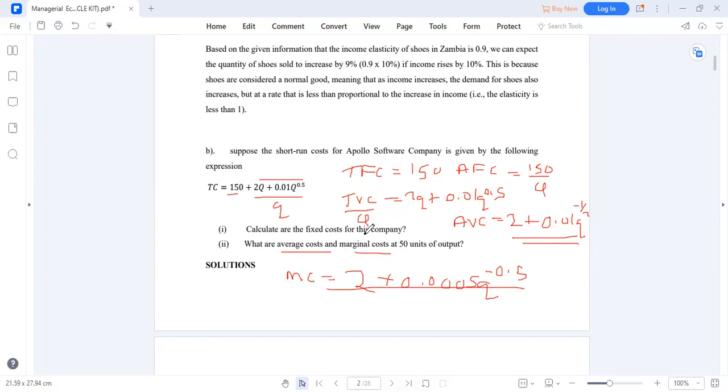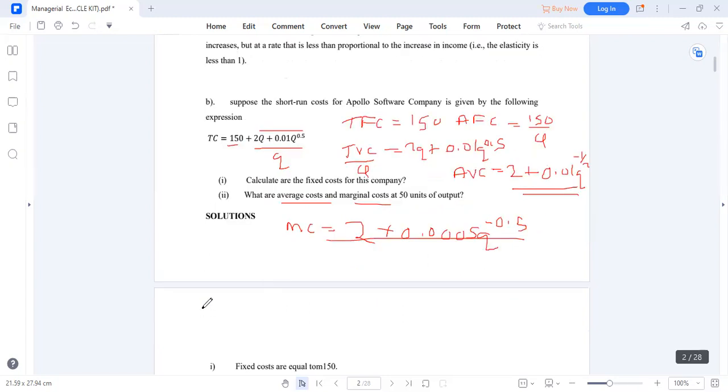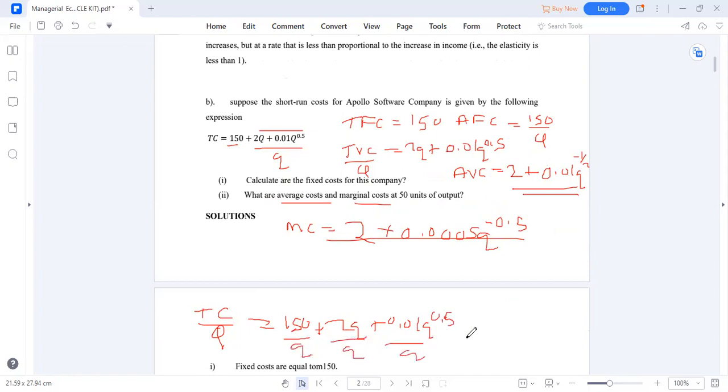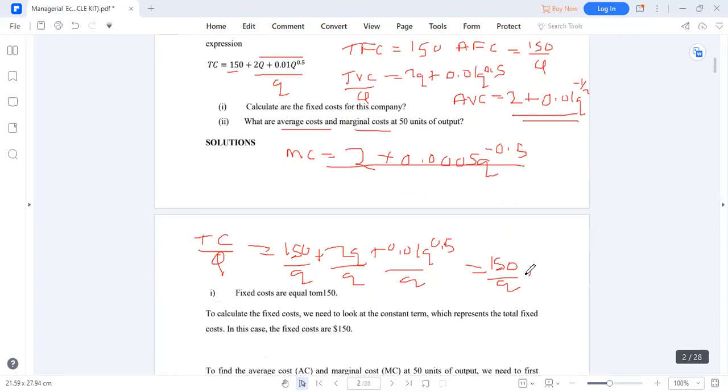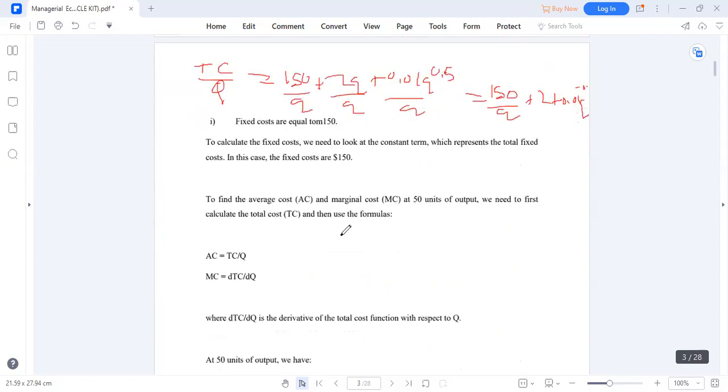So this is the average variable cost. Now, the average total cost, how do we get the average total cost? We divide the total cost by quantity. So 150 plus 2q plus 0.01 q to the power 0.5. Whenever you want to find the average, it's better to spread the q throughout the individual terms. So here the final answer is 150 over q plus 2 plus 0.01 q to the power negative 0.5.